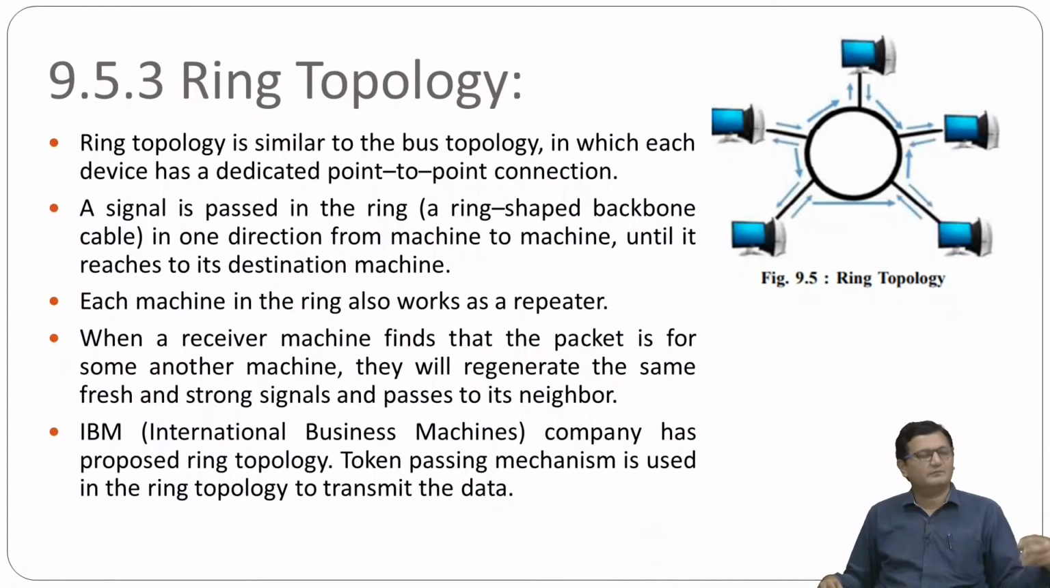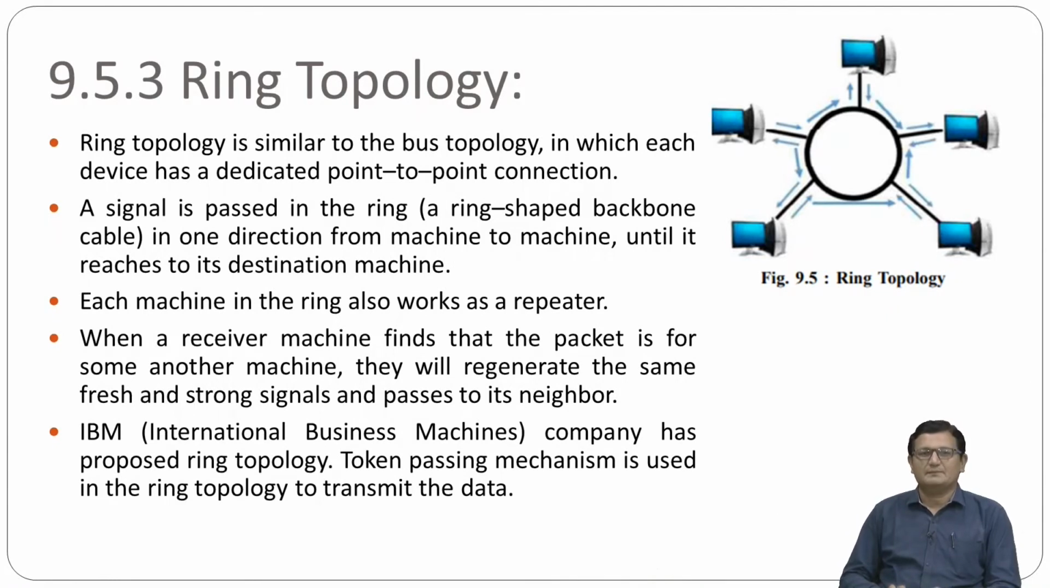So whatever weaker signals are there, they will be regenerated by my neighbor, and forwarded to its own neighbor. So here we are passing our data to the neighbor. The neighbor will act as a repeater, it will repeat my signals, it will regenerate the signals. When a receiver machine finds that the packet is for some other machine, it will regenerate the signal, fresh signals, and pass it through its neighbor.